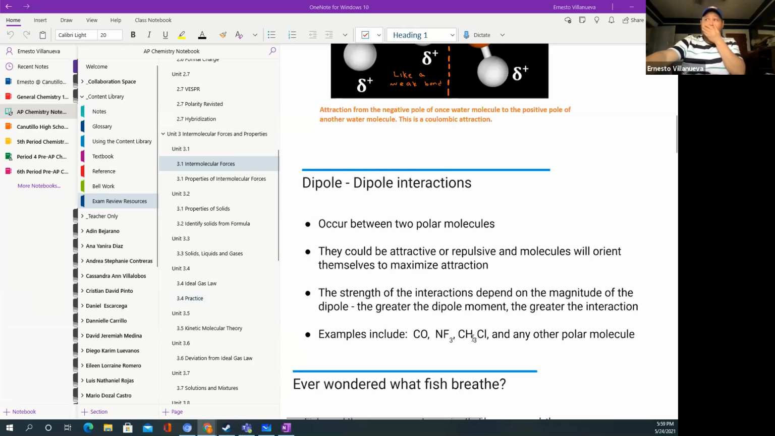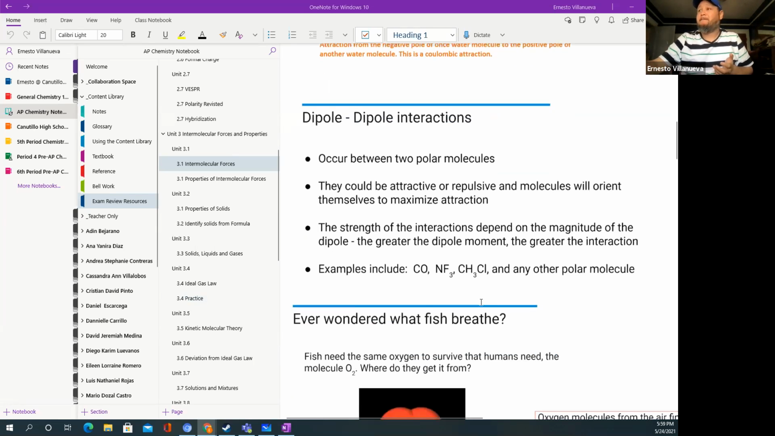All right. So dipole-dipole interactions happen between polar molecules, right? So a hydrogen bond would be an example of a dipole-dipole. They could be either attractive forces or they can push each other away. But either way, it's still an example of a dipole-dipole interaction between a positively charged pole and a negatively charged pole. All right.